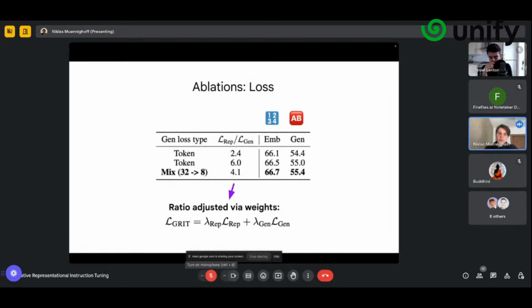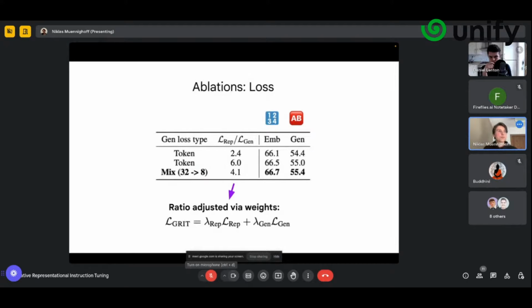What this means is that if the ratio is very high, so the representation loss is much higher than the generative loss, then most of the optimization is going toward the representation objective, right? Whereas if the generative loss is much higher, and so this ratio, the second column here, is low, then the generative loss gets more weight and the optimization is more focused on that one.